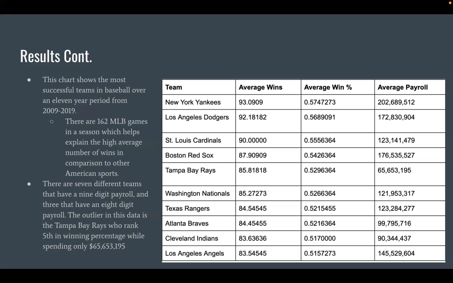The difference in these payrolls can be seen with the Yankees having the highest win percentage and spending the most money, followed by the Dodgers, who also have a high win percentage. The outlier is the Tampa Bay Rays, who rank 5th in winning percentage while spending only $65,653,195 on their average payroll per season, far less than any of the other teams, almost half of what the Boston Red Sox spend, and 25 million less than the next closest team.